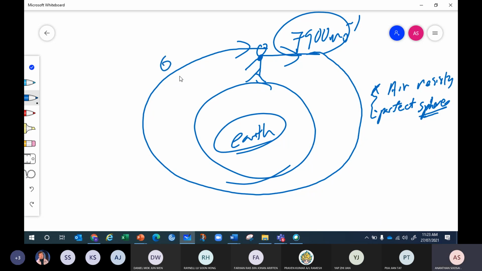The closer the satellite, the faster the orbital speed. The greater the orbital speed, the shorter the period.